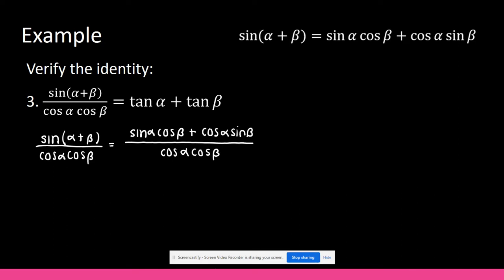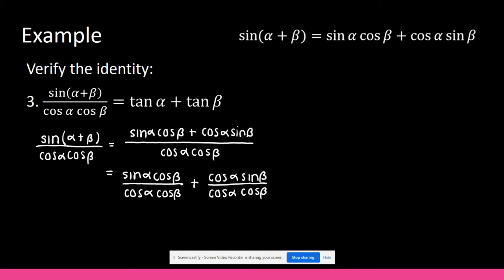All right, because our goal is to turn this into two separate terms, we can use our strategy of breaking apart the fraction. So that turns into the sine of alpha cosine of beta all over cosine of alpha cosine of beta, plus, now the second term in the numerator, cosine of alpha sine of beta, all over that same denominator, cosine of alpha cosine of beta.